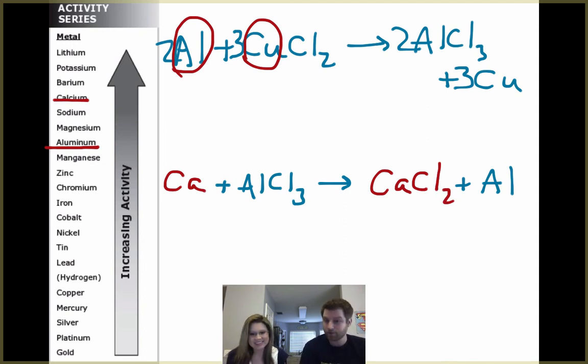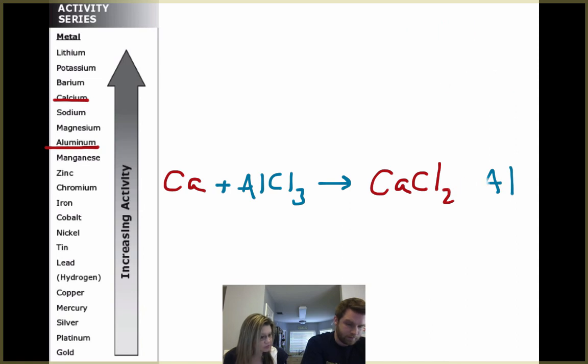Of course, this is unbalanced, but this would actually happen because calcium is higher on the activity series. So we can get the aluminum back. We just can't do it with copper. Cool. Let's try one more real quick. Let me erase all this.